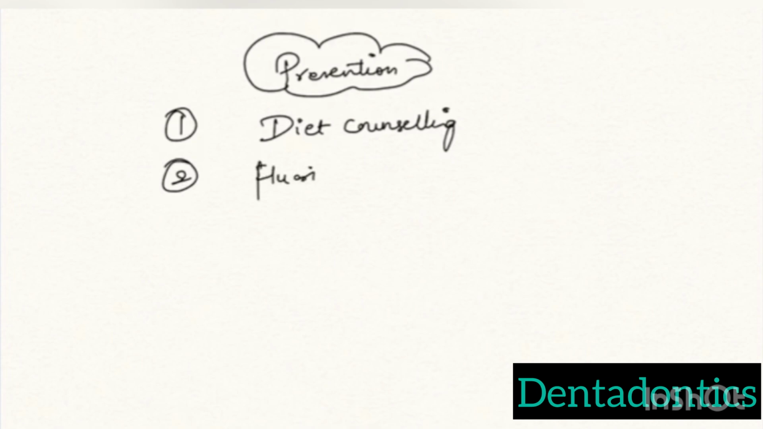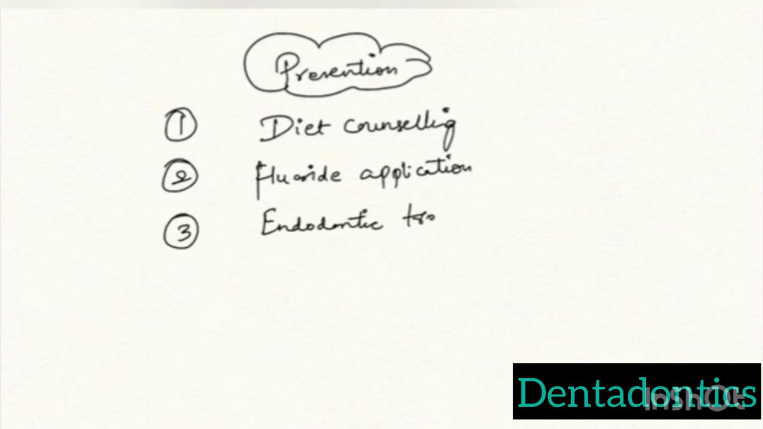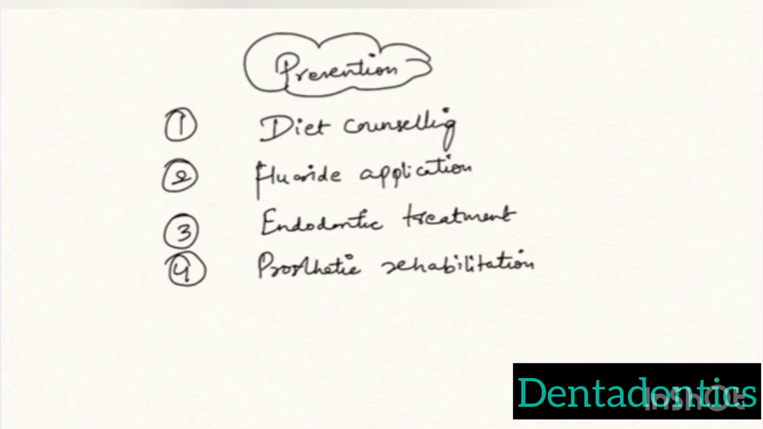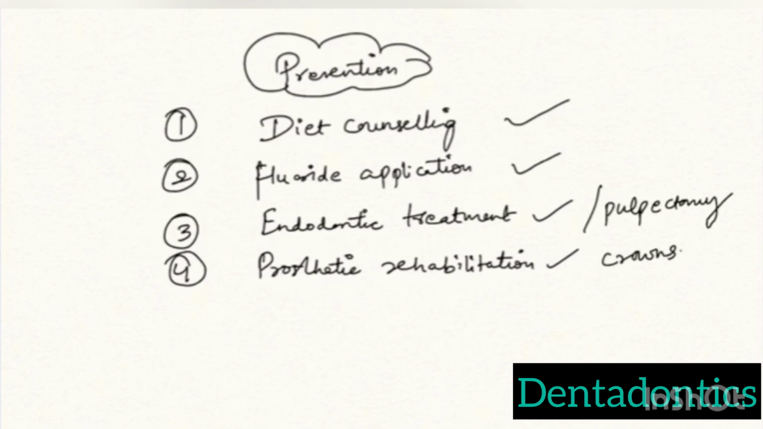Coming to the prevention part, for early childhood caries prevention, first diet counseling should be done. Diet should be proper, there should not be a prolonged feeding pattern, and then fluoride application on the just erupted or newly erupted tooth, and then endodontic treatment should be done where there is pulpal involvement, and then prosthetic rehabilitation of those teeth which are completely destroyed.